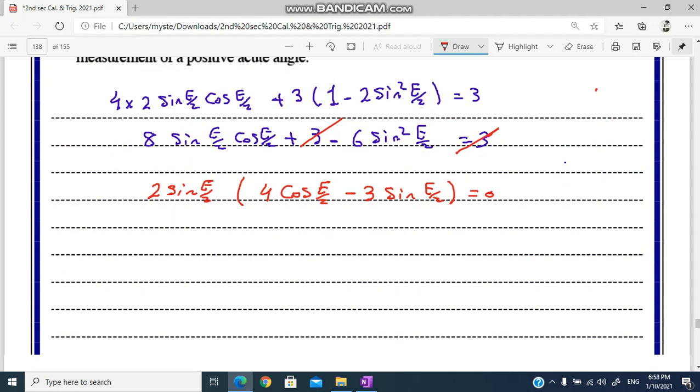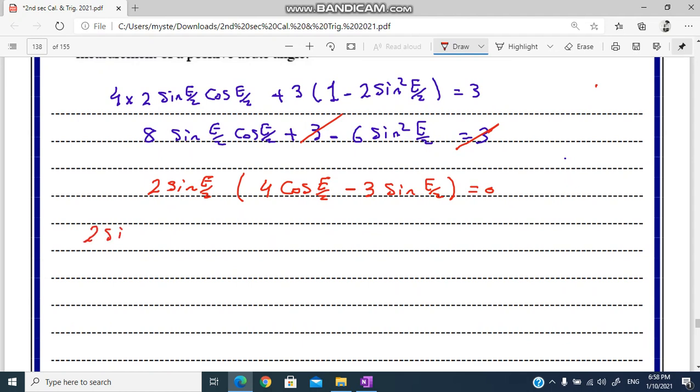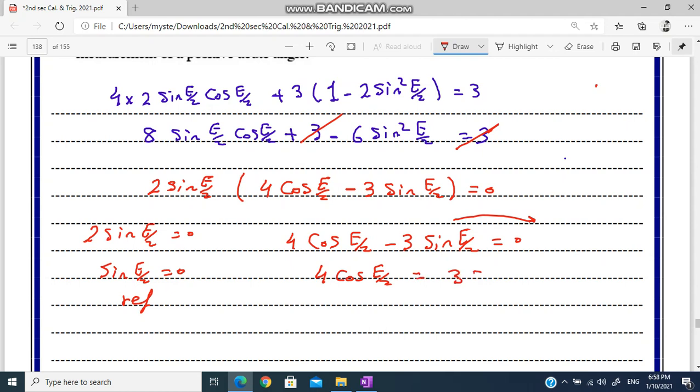So we have two solutions here. 2 sine θ/2 equals 0, so sine θ/2 equals 0. This is refused because θ is an acute angle. And here 4 cosine θ/2 minus 3 sine θ/2 equals 0. Take this part to the other side. So 4 cosine θ/2 equals 3 sine θ/2. Divide by cosine. So sine θ/2 divided by cosine equals tan θ/2 equals 4 over 3.